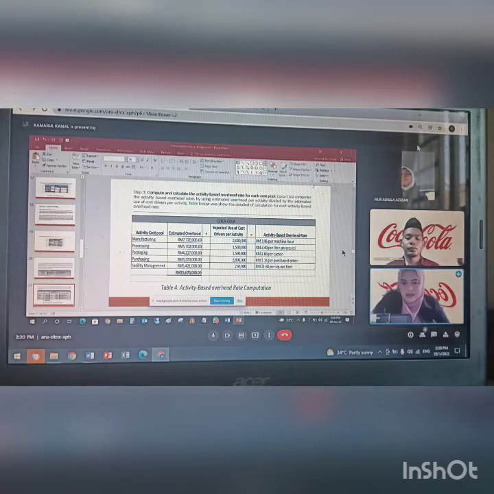million. And then for the activity based overhead rate, for manufacturing, we got 3 ringgit 86 cent per machine hour. For processing, we got 3 ringgit 40 cent per liter processed. Packaging, we got 2 ringgit 60 cent per carton. Purchasing, I got 1 ringgit 15 cent per purchase order, and facility management, I got 31 ringgit 68 cent per square foot.